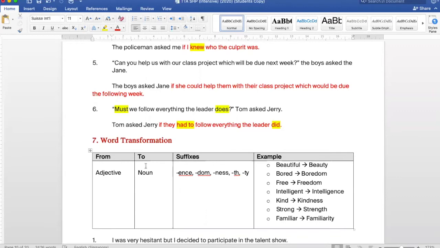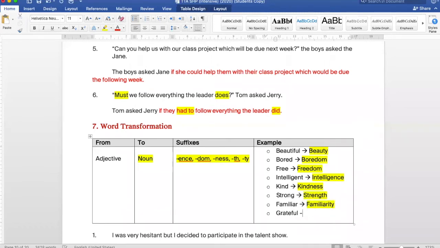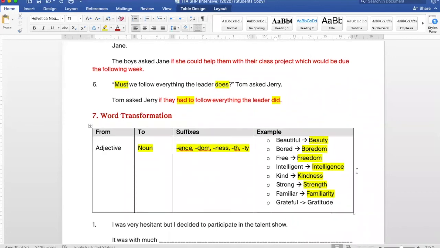For word transformation, usually we would change, for example, from an adjective into a noun. Usually they're always looking for the noun form. As long as you know the word, it shouldn't be an issue. These are the more common suffixes that you would add to change the original word. Let's look at some examples. Beautiful becomes beauty, bored becomes boredom, free becomes freedom, intelligent becomes intelligence. For kind, you add ness behind, so kindness. Strong becomes strength, and familiar becomes familiarity. One of the more common ones also would be grateful, which you can change into gratitude. That is how you would change it accordingly.